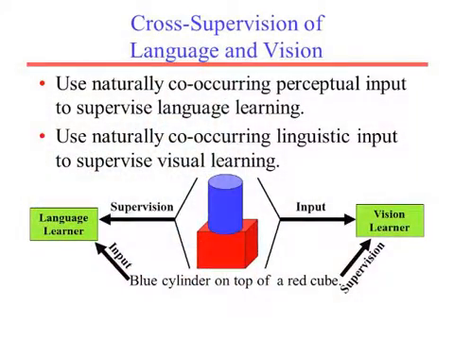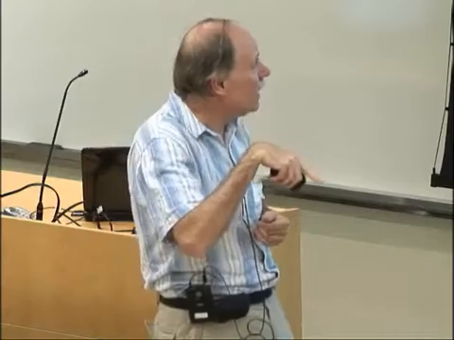So part of my vision is, can't we do cross-supervision of language and vision? Use naturally occurring perceptual inputs to supervise language learning, and use naturally occurring linguistic input to supervise visual learning. So we go back to the 60s at MIT and the blocks world, where I give it a sentence: the blue cylinder is on top of a red cube.